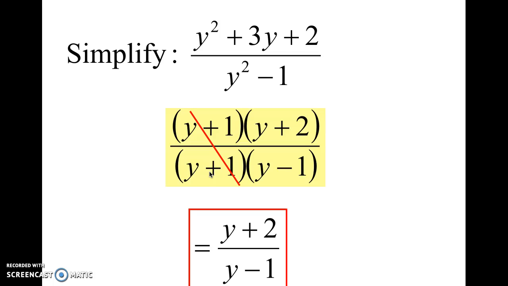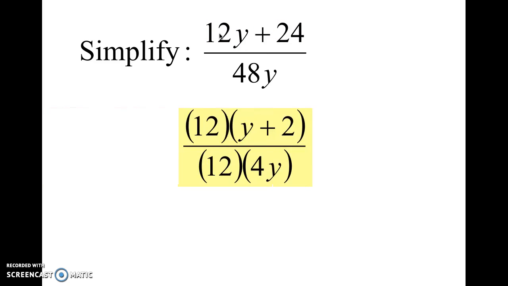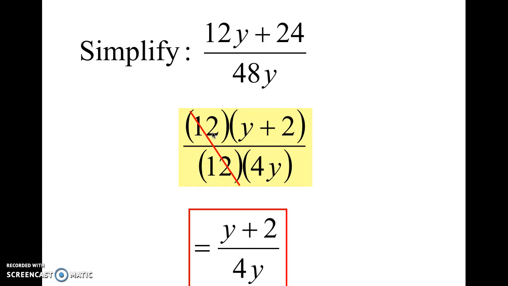Another example. 12y plus 24 all over 48y. Again, factor the numerator. GCF is 12, so that becomes 12 times the quantity of y plus 2 all over 48y, which has factors of 12 and 4y. They both have a factor of 12, so I can simply cancel it. So what's left would be 4y plus 2 all over 4y. Again, we cannot cancel y and y here since y is a term in the numerator and y is a factor in the denominator.